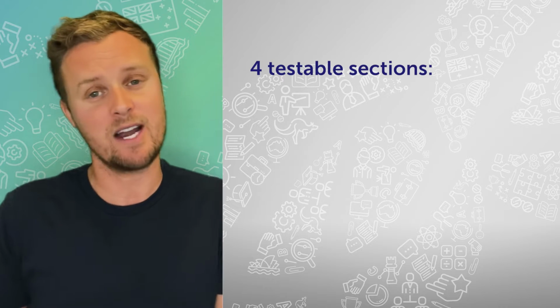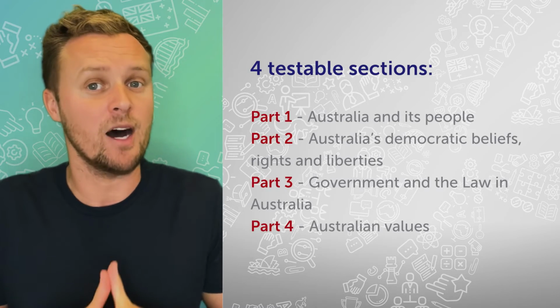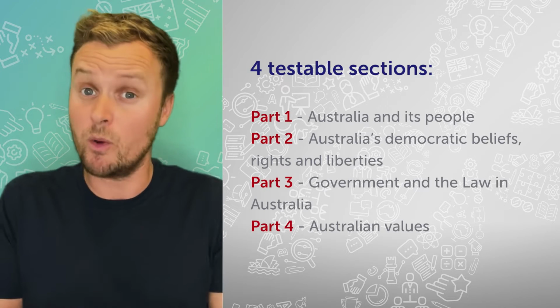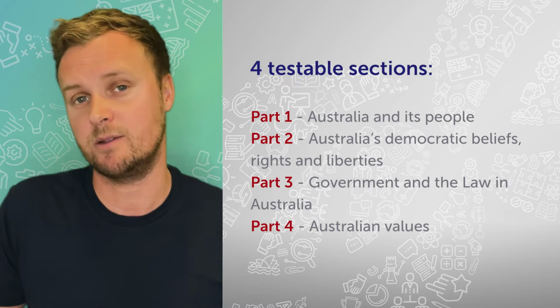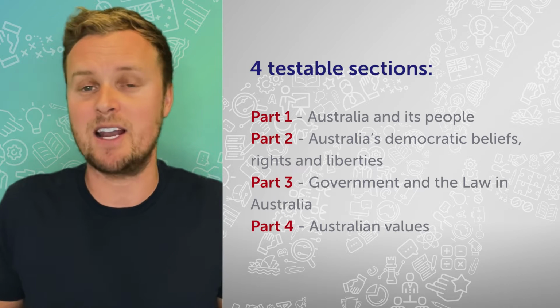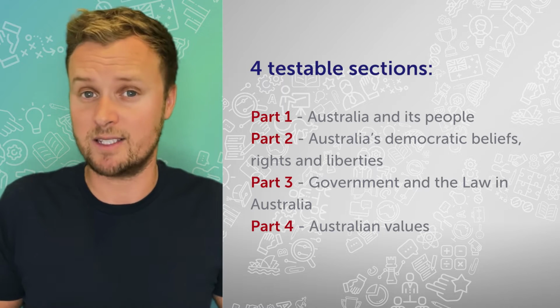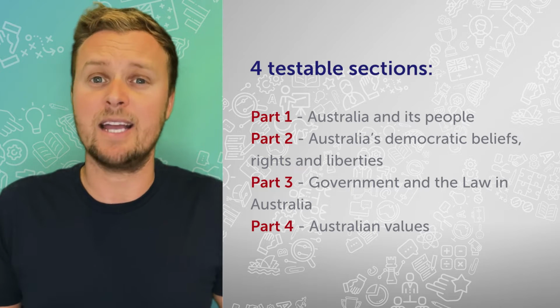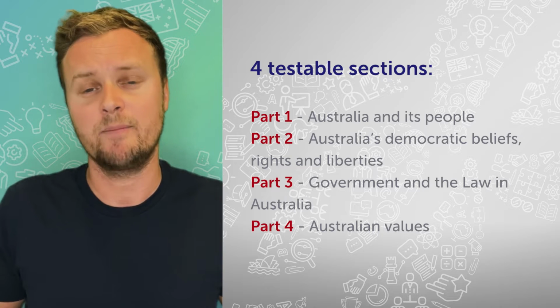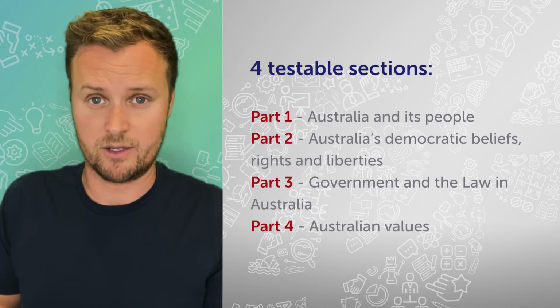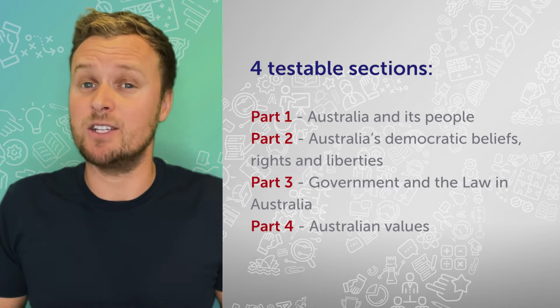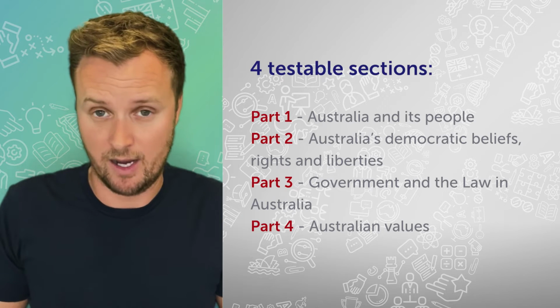Okay, now next step is to understand how the test is structured. The most important sections of the Australian citizenship booklet are parts 1 to 4. So we will look at each of them in separate videos. Part 1 is Australia and its people. Part 2 is Australia's democratic beliefs, rights and liberties. Part 3 is government and the law in Australia. And part 4 is Australian values. Remember, you have to get right all questions for this part.